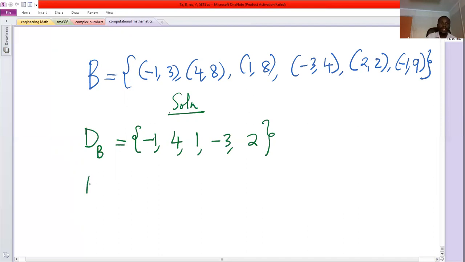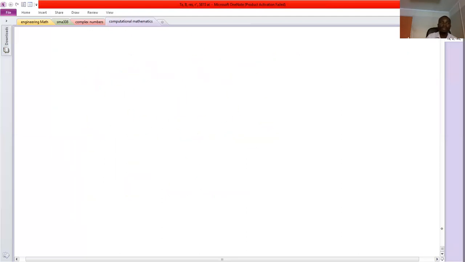And then the range of B, we have 3, we have 8. Because we have already listed 8, there's no need of repeating it. And then we have 4, and then 2, and then 9. So that is how we determine range and domain of B.